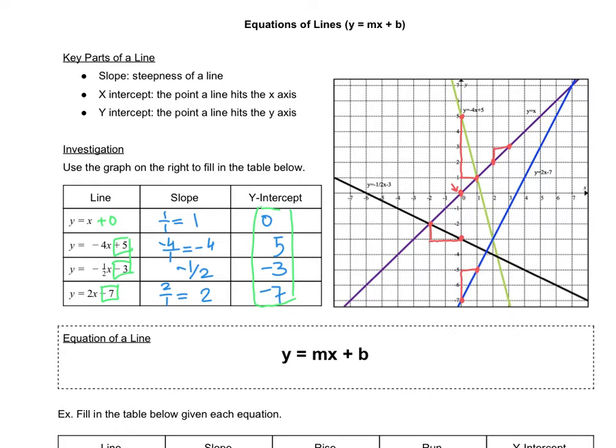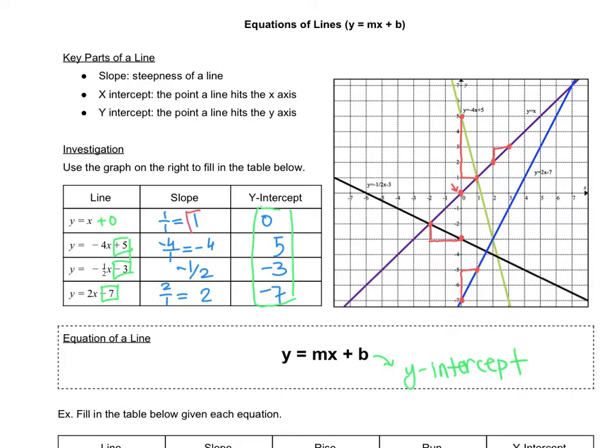So if you look at this generic equation of a line, which is y equals mx plus b, b, the one not attached to x, is always going to be your y-intercept. So just by looking at the equation, you can tell me where the line hits the y-axis without looking at a graph.